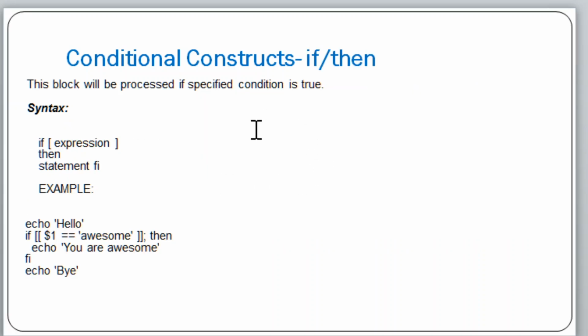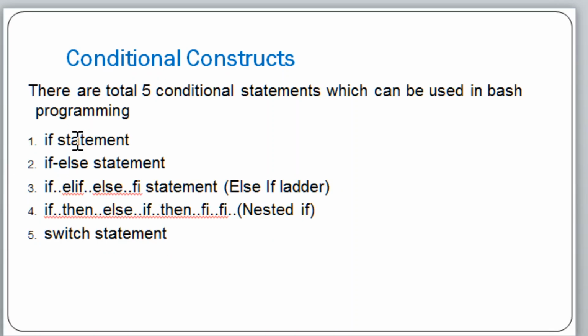So we're going to look at an if then one here. This block will be processed if the specified condition is true. So if this expression is true, then do this block of code, and then end it, fi. Okay? So that's our first one here. Okay.